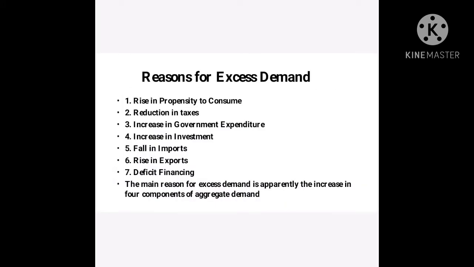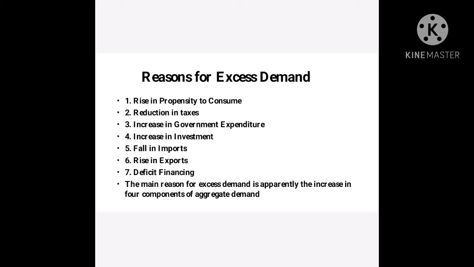Now the next is reasons for excess demand. First, rise in propensity to consume. Now what is propensity to consume? This we have already done in our aggregate demand topic. Propensity to consume is the ratio of consumption expenditure to income. Excess demand leads to increase in spending power.